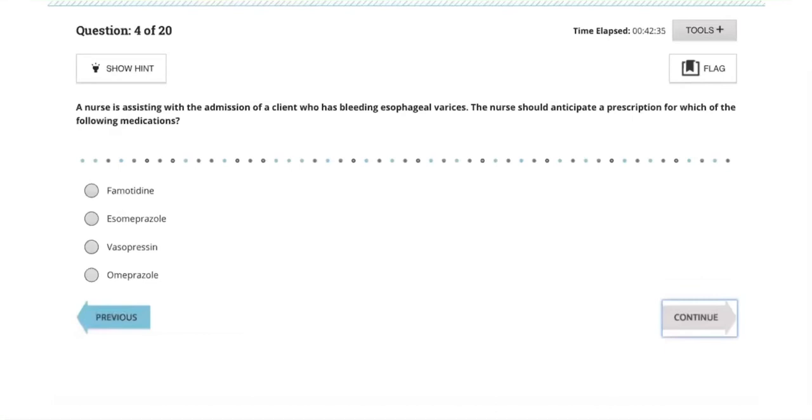I'm going to read this one as well. A nurse is assisting with the admission of a client who has bleeding esophageal varices. The nurse should anticipate a prescription for which of the following medications. Now, do you know what esophageal varices are? I don't know. Check this out.